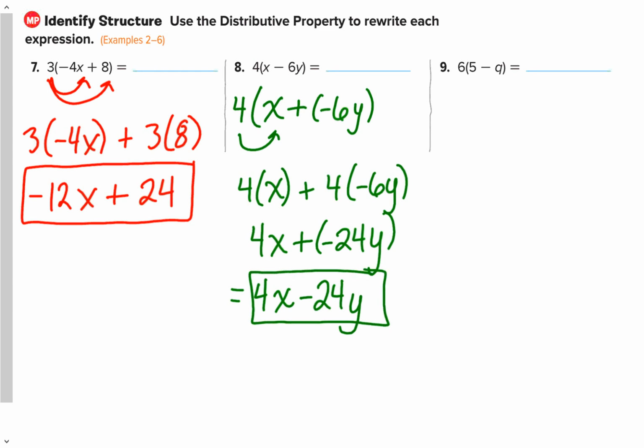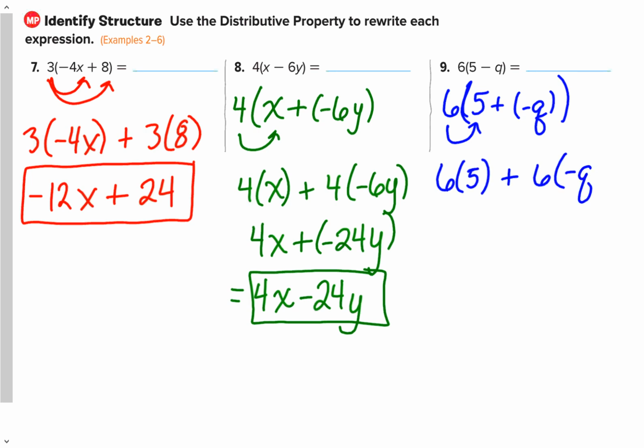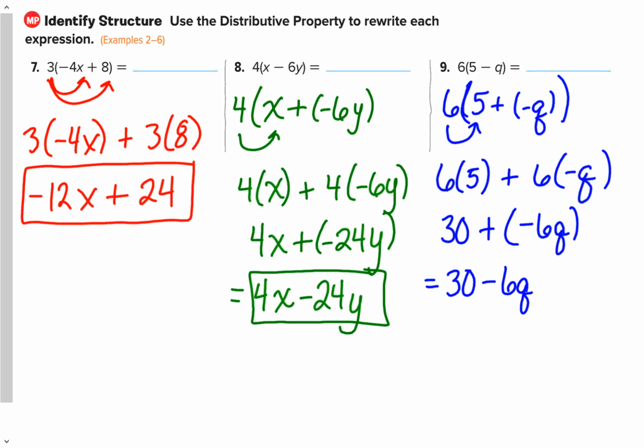Okay, and here's our last example. Again, I'm going to rewrite my subtraction sentence as an addition sentence, just to be on the safe side. All right, so the number we're distributing is the 6. So 6 times 5 plus 6 times negative q. 6 times 5 is 30 plus 6 times negative q is negative 6q. And we can simplify this to 30 minus 6q. All right, perfect. All right, let's continue on.